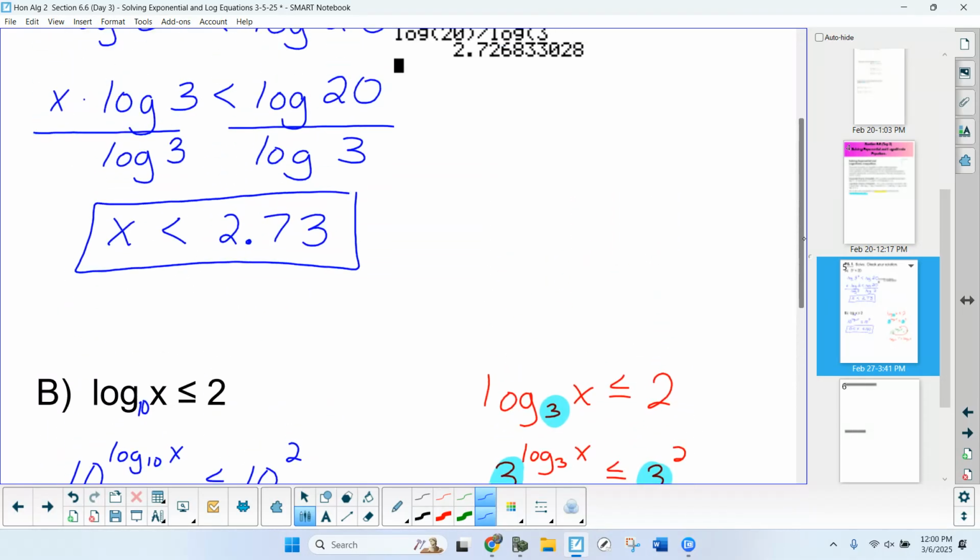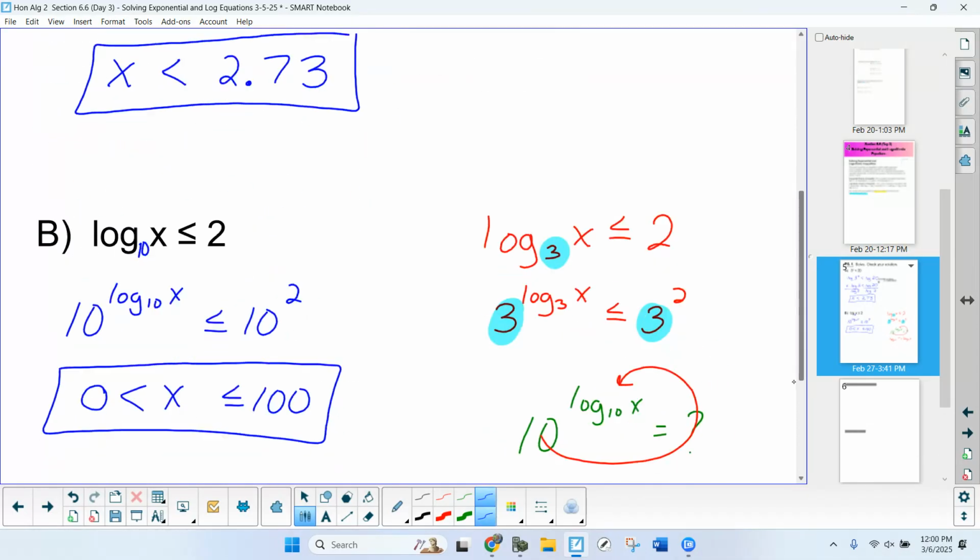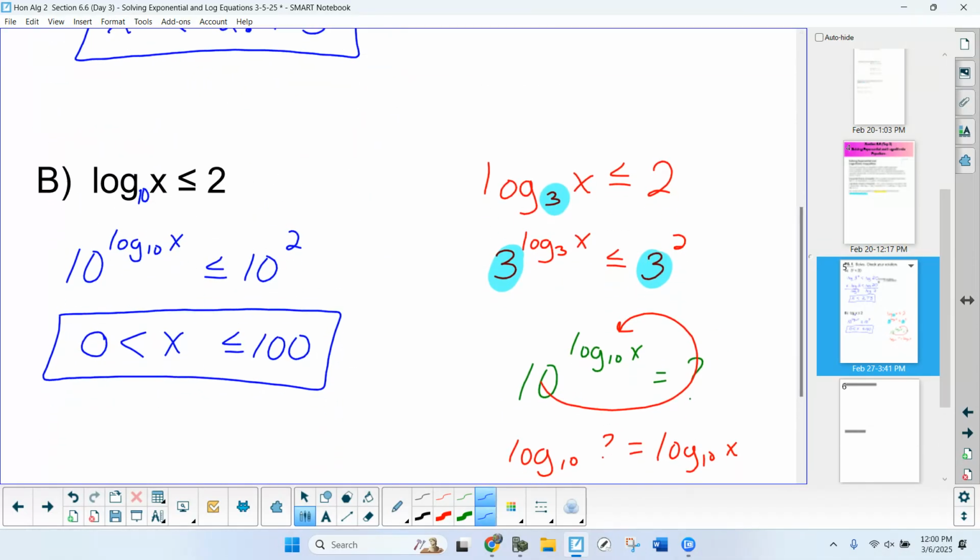Why did I not have to worry about that up here? Why did I not have to worry about that with A? Because the original problem's not a log. Can I raise 3 to a negative power or 3 to 0? What's 3 to 0? Is 1 less than 20? What's 3 to negative 1? 1 over 3. Is that less than 20? Yeah, but when you get here, if you start picking numbers less than or equal to 100, got to be careful. 0 doesn't work. Negatives don't work, so I have to stop there.